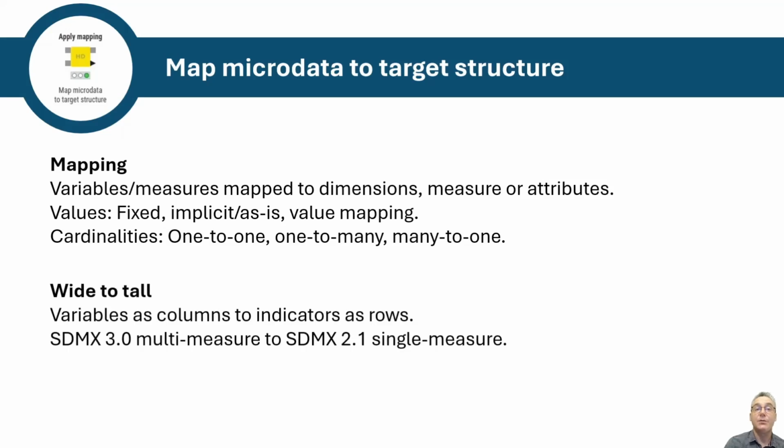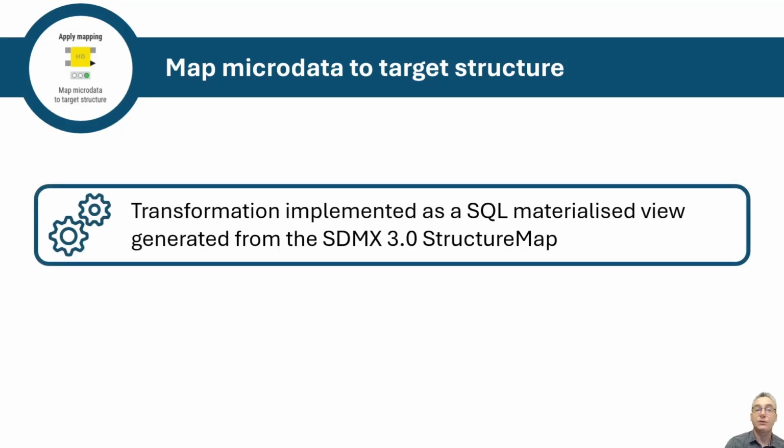Specifically, mapping a multi-measure SDMX 3.0 structure to a mono-measure SDMX 2.1 structure involves a wide transformation. This transformation is implemented in PostgreSQL as a materialized view generated from the SDMX 3.0 structure map.